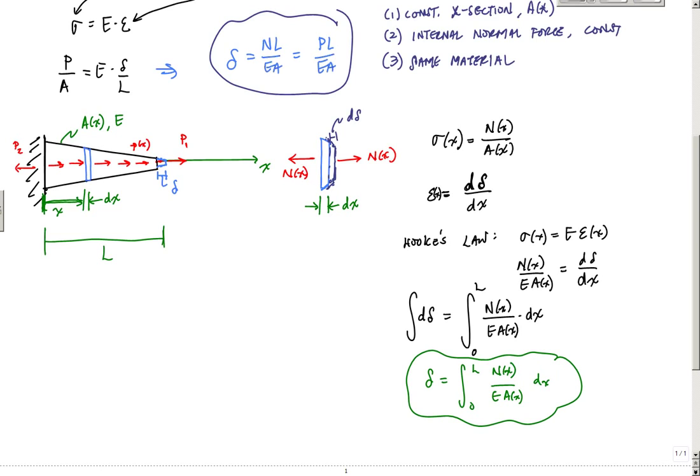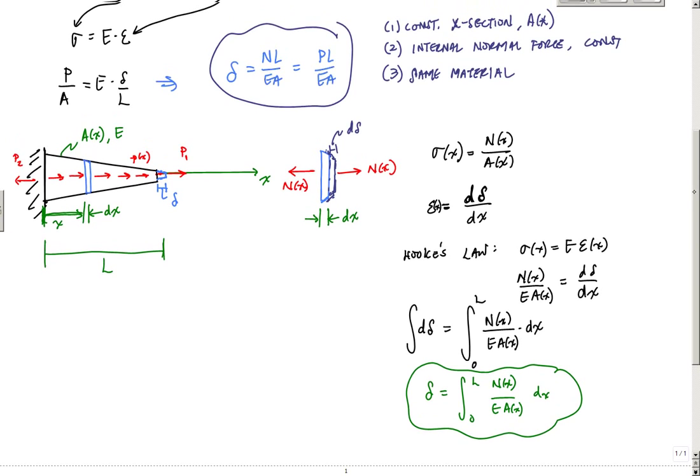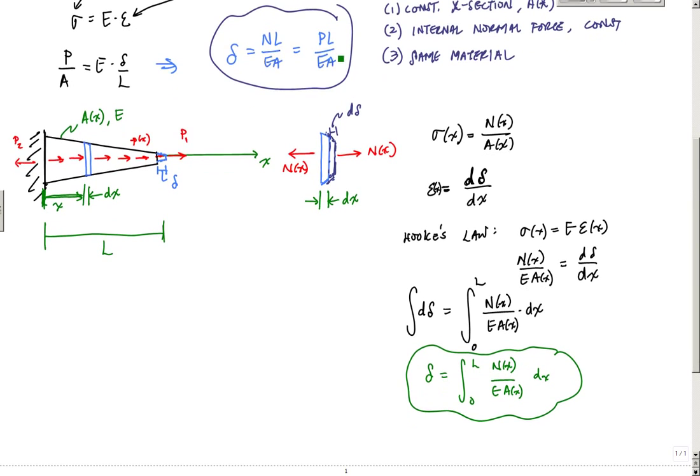This is my general equation for deformation of an axially loaded member. And another thing to remember is that this delta, this deformation, is a relative deformation, of one end relative to another end. In this case it represents the deformation of this end relative to the fixed end here. And one other thing to note is that a lot of times this PL over EA suffices in many problems.